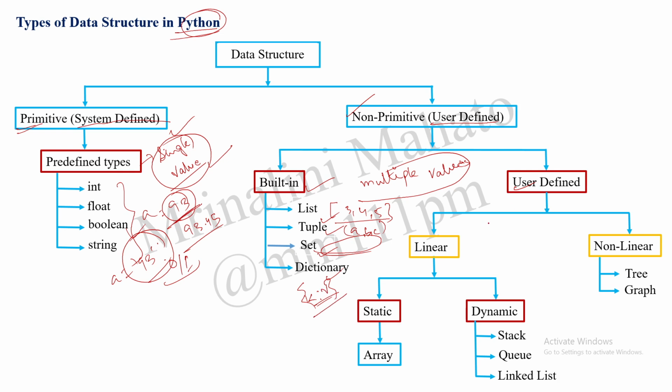Okay, now come to user defined. User defined also has two types, linear and non-linear. Linear means sequential. Non-linear means non-sequential, it will not follow any order. The best examples of that are tree and graph, because you know that a tree has one root and this root definitely has branches.